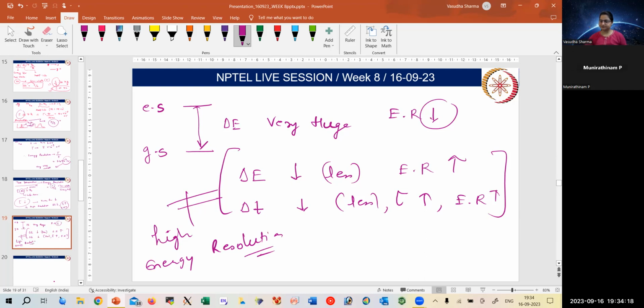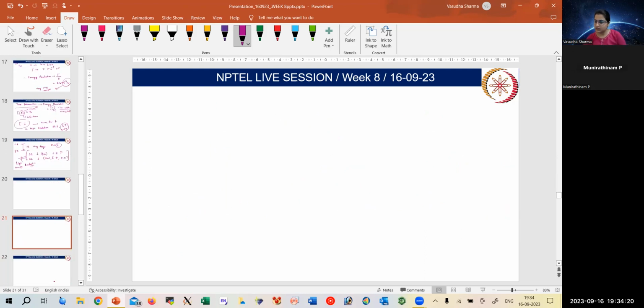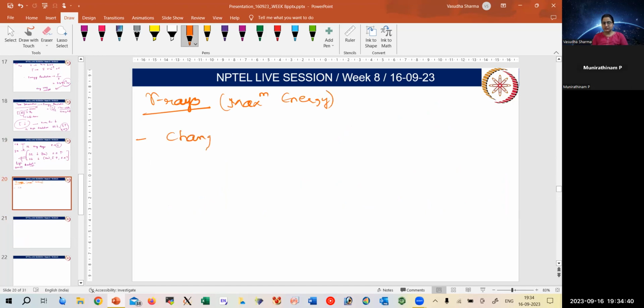Okay. Now, up till this point, we understood that we started with Mossbauer spectroscopy. We talked about the gamma rays, how much maximum energy they have. And then we saw that it actually involves changes in the nucleus spin state, two different nucleus spin states. That also we saw.